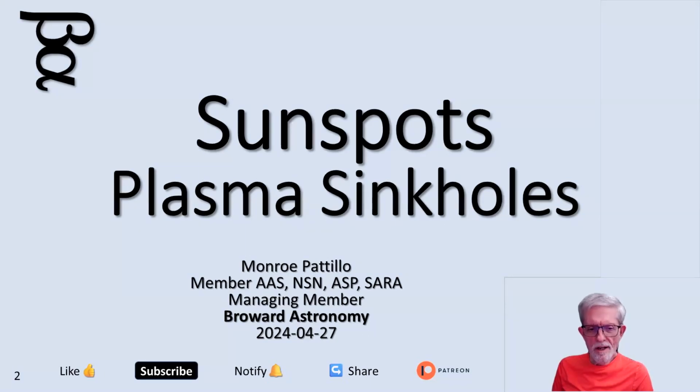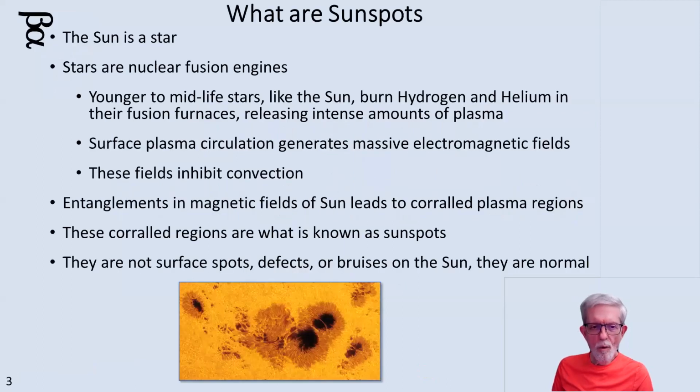Hello again. Tonight we're going to talk about sunspots on our sun, or as I've discovered by journeying down the rabbit hole, they're actually plasma sinkholes on the sun. We'll get into the details. So, what are sunspots? The sun is a star. There's lots of them out there, but the sun is our star.